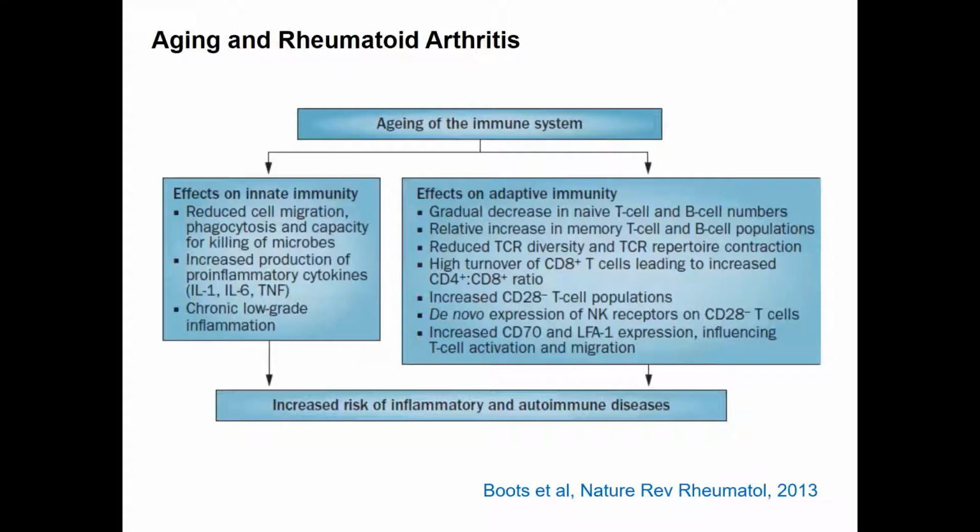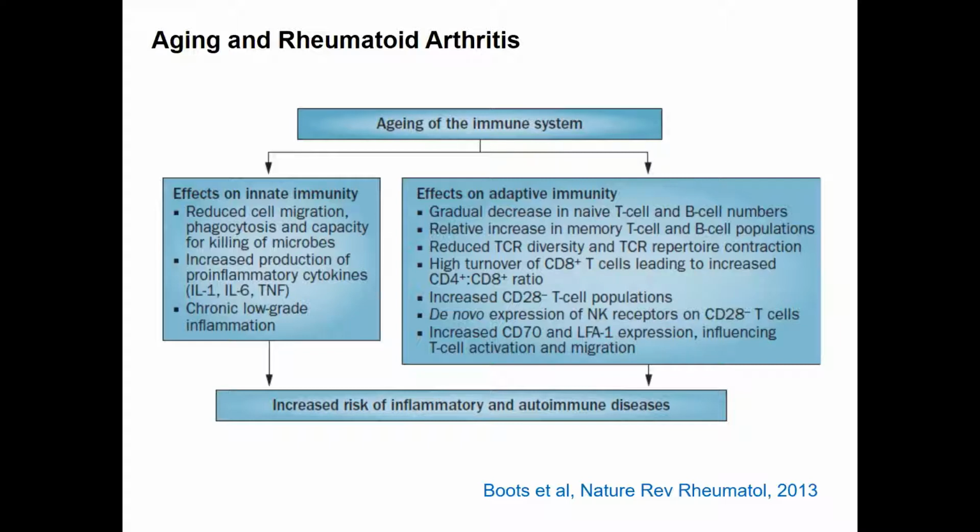And why rheumatoid arthritis is more common in older adults has to do with aging and the immune system. There are a number of different changes, both in the innate immune system in this box and the adaptive immune system in the other box, that change with age that make it more likely that you can get rheumatoid arthritis.